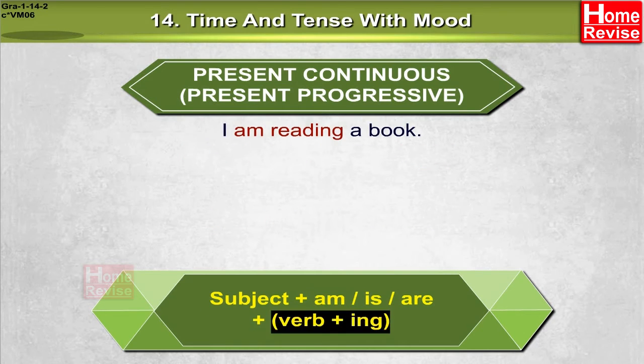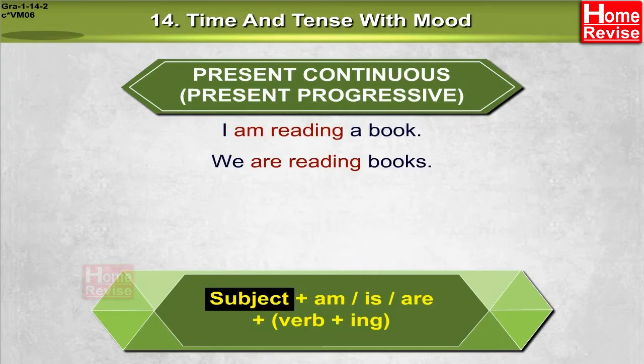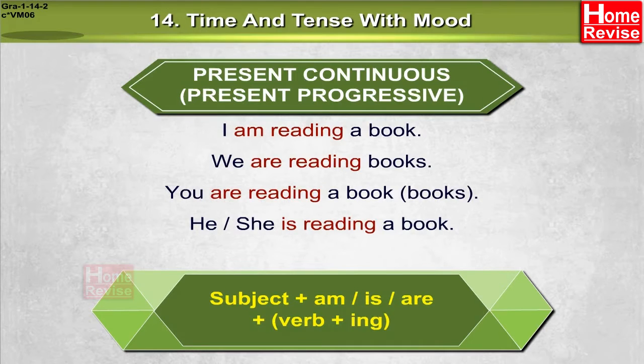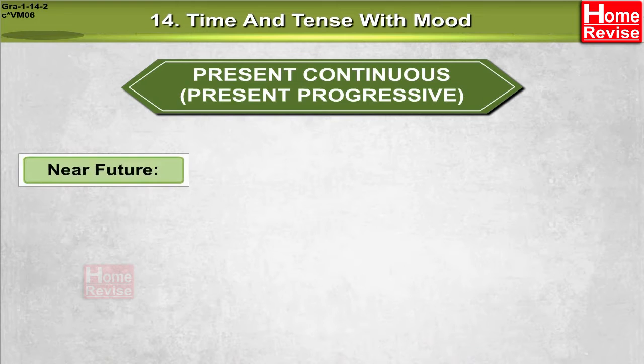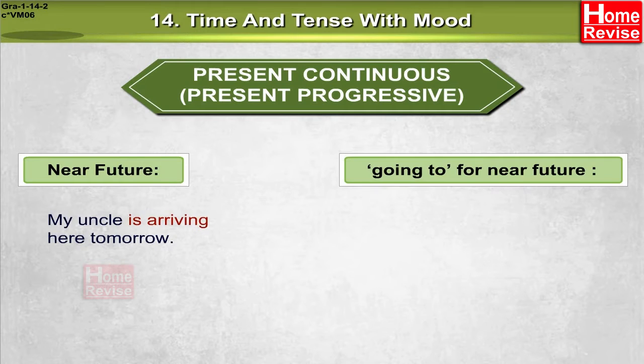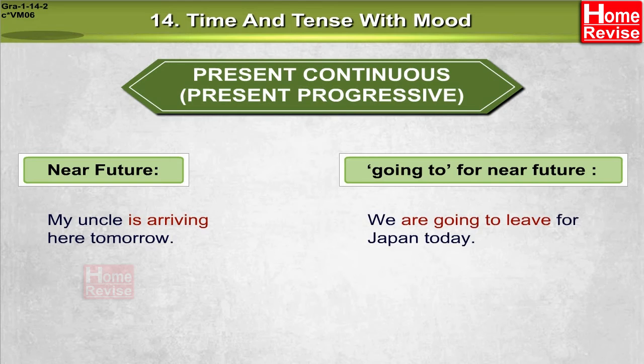I am reading a book. We are reading books. You are reading a book or books. He or she is reading a book. They are reading books. Near future: my uncle is arriving here tomorrow. Going to for near future: we are going to leave for Japan today.